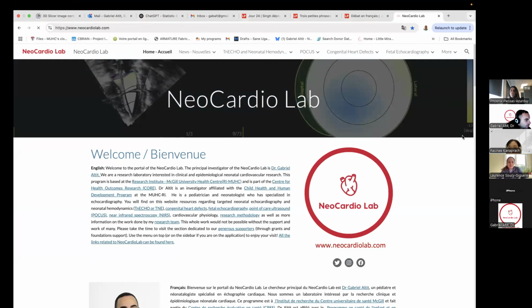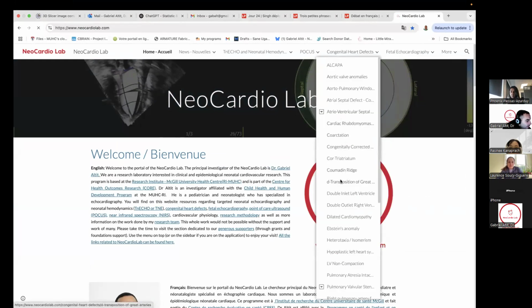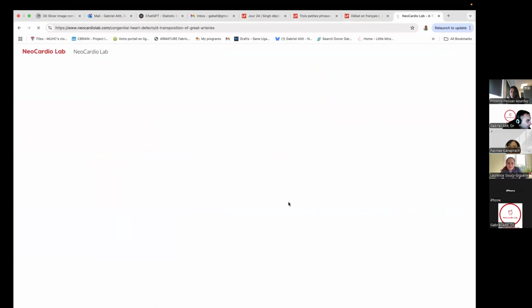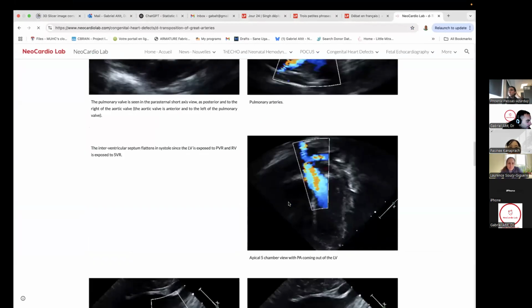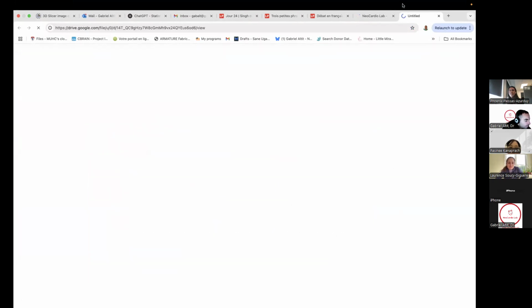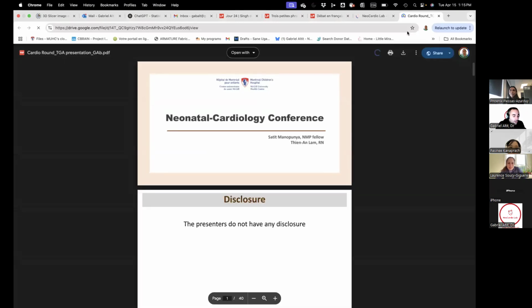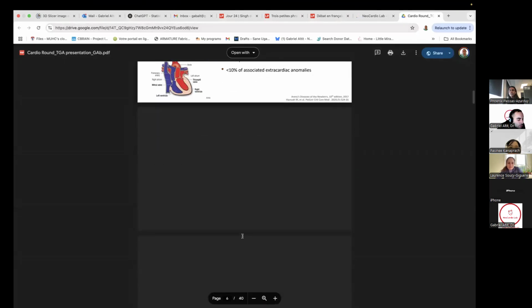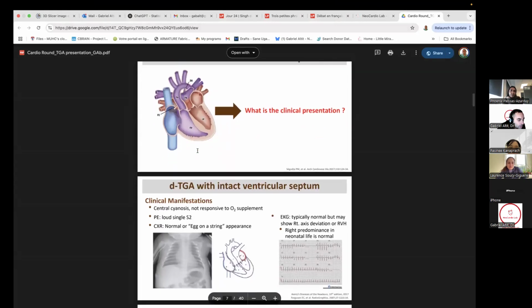And we are going to go under here to DTGA. And then here we will open a beautiful presentation that was previously prepared for us, so it's easier to show. Okay, we know that in DTGA, typically your aorta and your pulmonary artery are transposed, which means that the aorta is coming out from the morphological RV and the pulmonary artery is connected to the morphological left ventricle. Does that make sense to all of you?